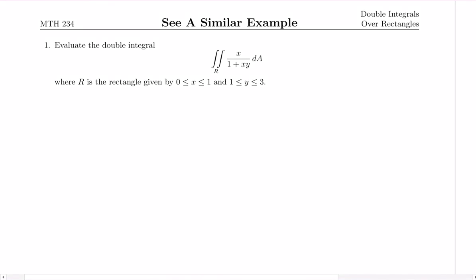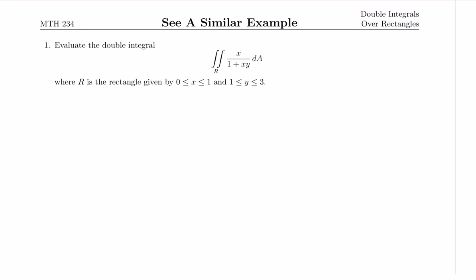In this video, we will compute a double integral of a function of two variables over a rectangular region of the plane. So here we're given a function to integrate, and the domain of integration is the rectangle R, which goes from 0 to 1 in the x direction, and from 1 to 3 in the y direction.